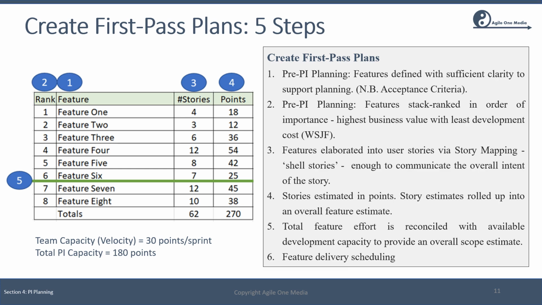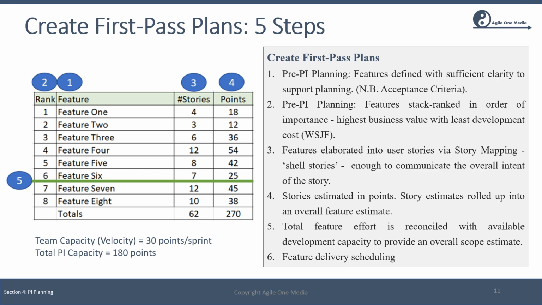We are looking at an example where an individual team has 8 features, features 1 through 8, for which they need to come up with a plan. And the example feature 1 has been broken into 4 user stories, and the estimates for these stories add up to a total of 18 points, which gives us an estimate for the feature. The estimate for the feature is simply the sum of the story estimates.